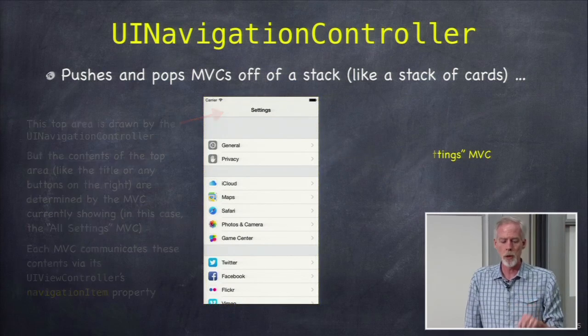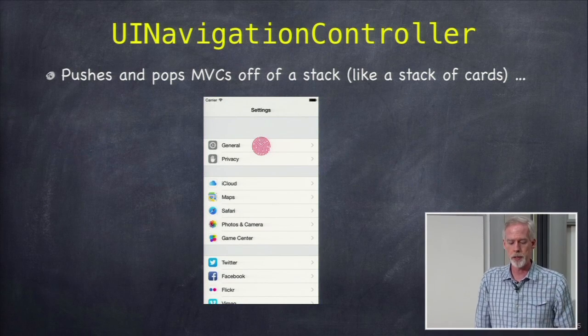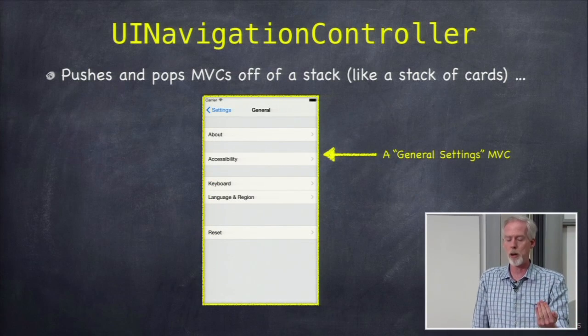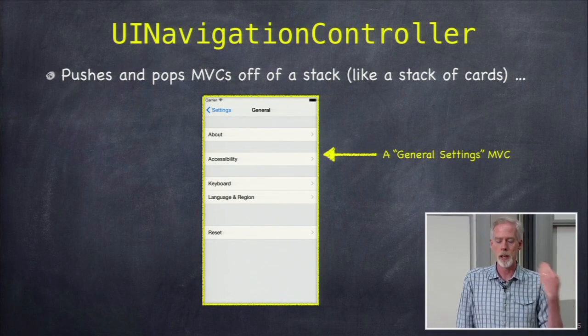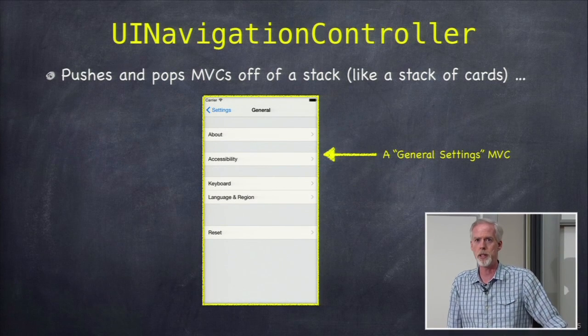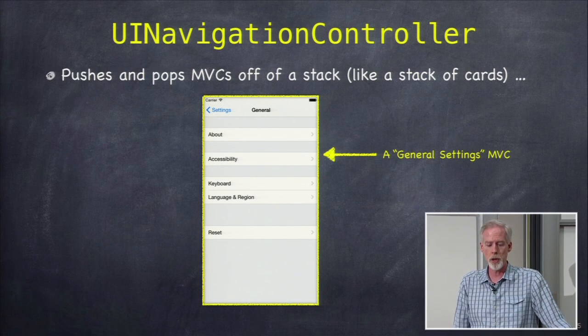Okay? So let's say I click on general here because I want to see general settings. Okay? So I click on it and a new MVC gets put on top of the stack of cards. So now I can't see the other one. Okay? This new one is overlaying it, and this is just a general settings MVC. Completely different MVC, completely independent of the other one, working on its own.